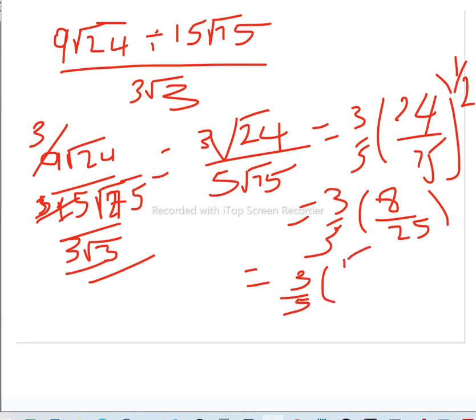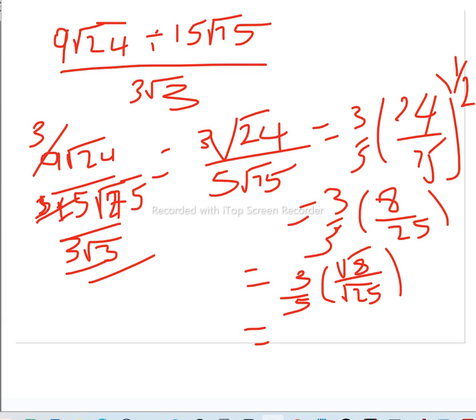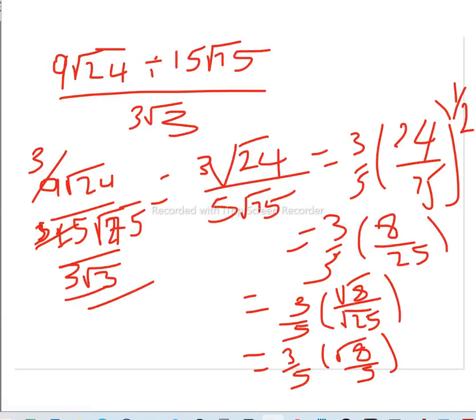Here we can write square root of 8 over square root of 25. This means 5 will come out of the square root since it is a perfect square. We can take it out of the square root, so 3 over 5 times square root of 8 over 5. Then we can write this also. Let us cancel this.